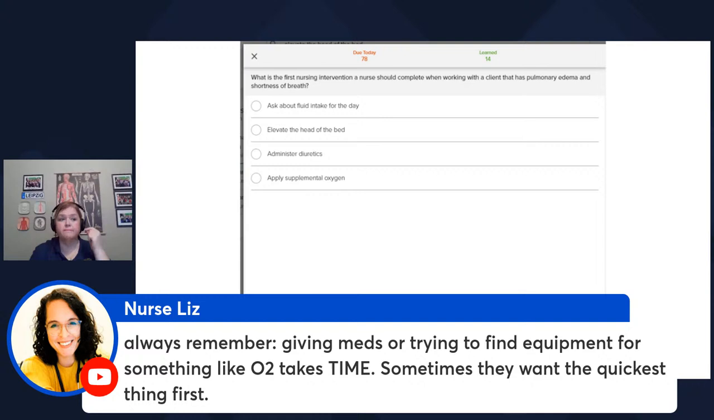Do you guys see that? Always remember, giving meds or trying to find equipment for something like oxygen takes time. So sometimes they want the quickest thing first, particularly when it comes to respiratory questions. Yep. Great tip, Nurse Liz.